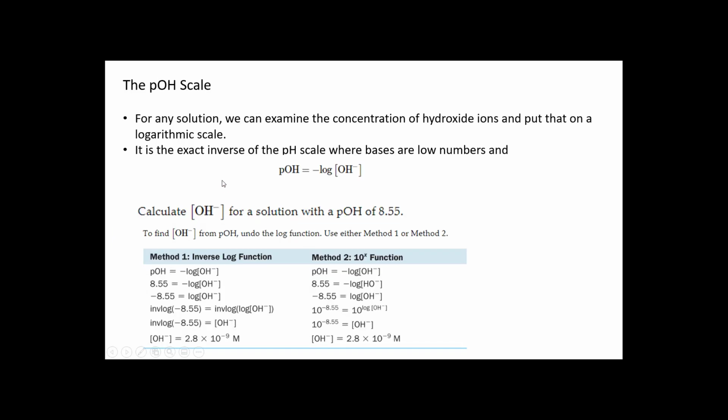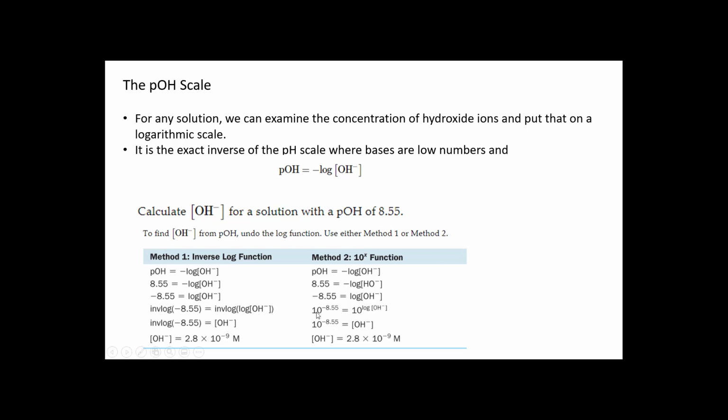Okay, so for any solution, we can examine the concentration of hydroxide ions and put that on a logarithmic scale. Remember, the pH scale tells you about the acidity of a solution, but it doesn't tell you about the base side of it. So here we have a pOH to determine the concentration of hydroxide ions, and it's the same thing.